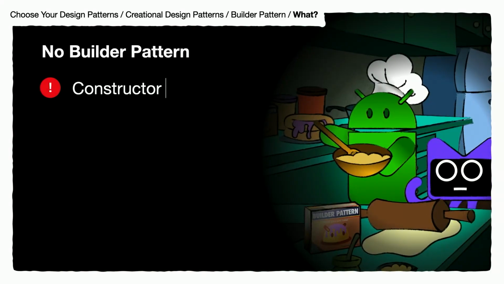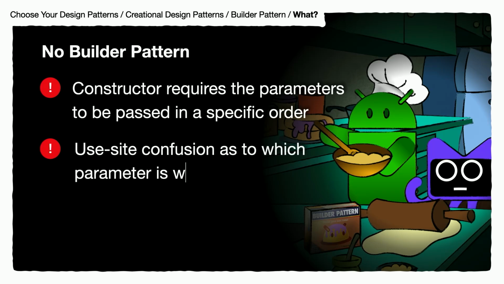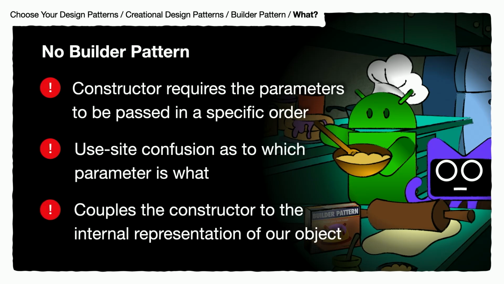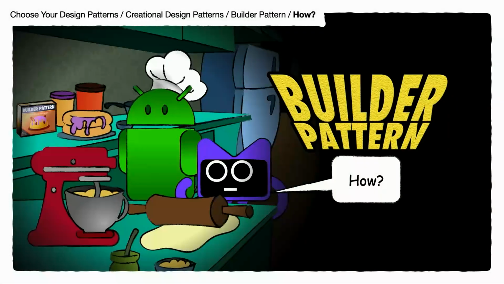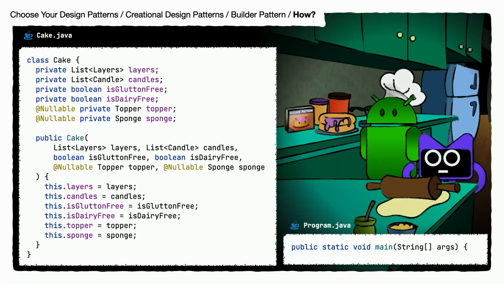So without the builder pattern, the construction requires the arguments to be passed in a specific order, and there is some use side confusion as to which parameter is what. And we've essentially coupled the internal representation of the object to its construction. So let's see how the Gang of 4 book prescribes a solution for this. According to the Gang of 4 book, to solve this problem, you have to introduce what you call a cake builder.